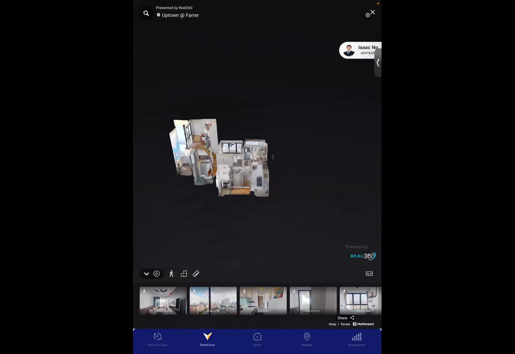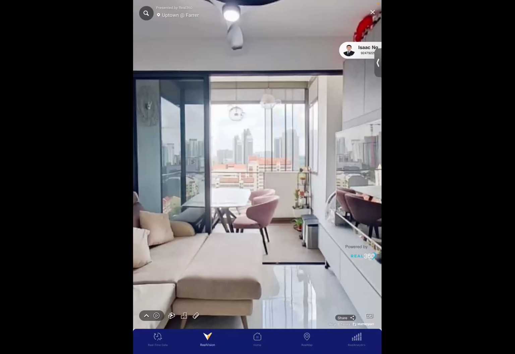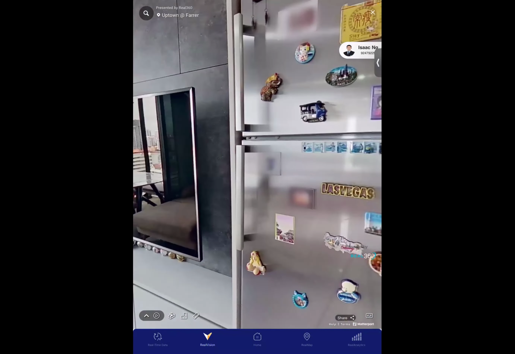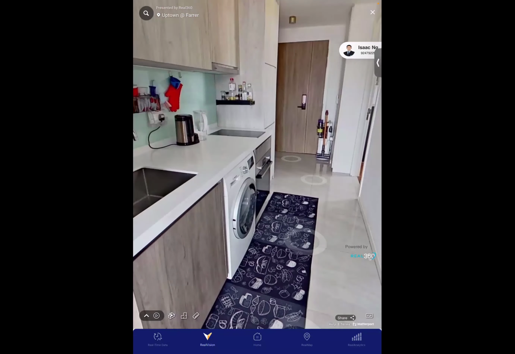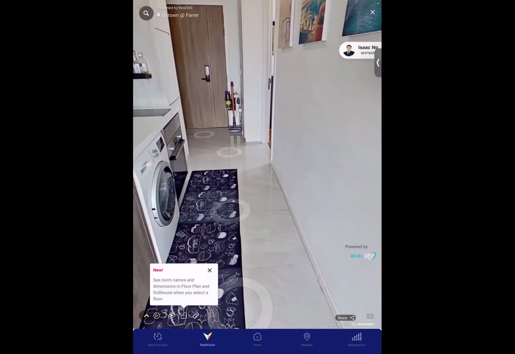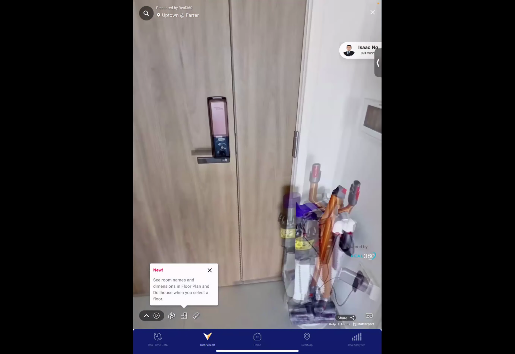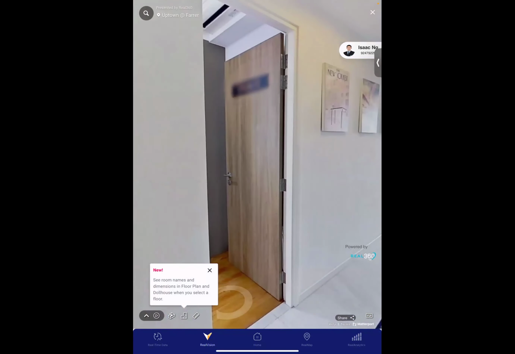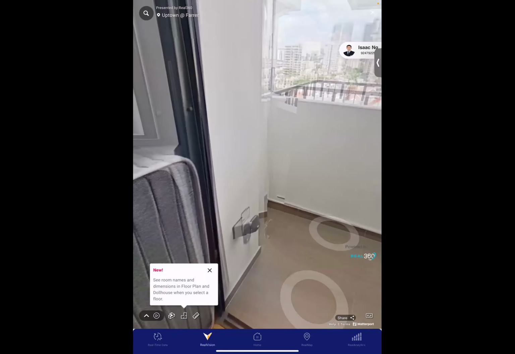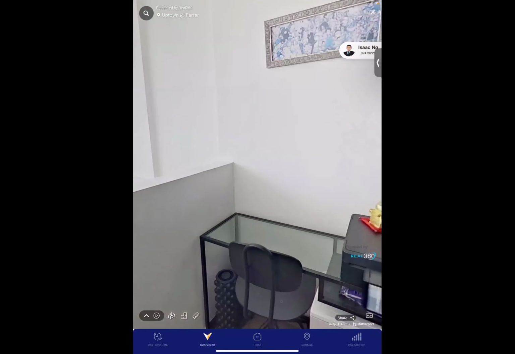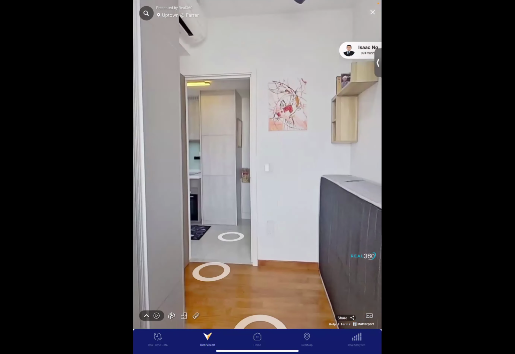It's a Matterport scan. You can walk around. You can post this on your listings. You can walk around the house to showcase the unit instead of just normal listing with photos. So this is a virtual tour of the unit itself. Okay, you can walk around, you can zoom in, you can zoom out.